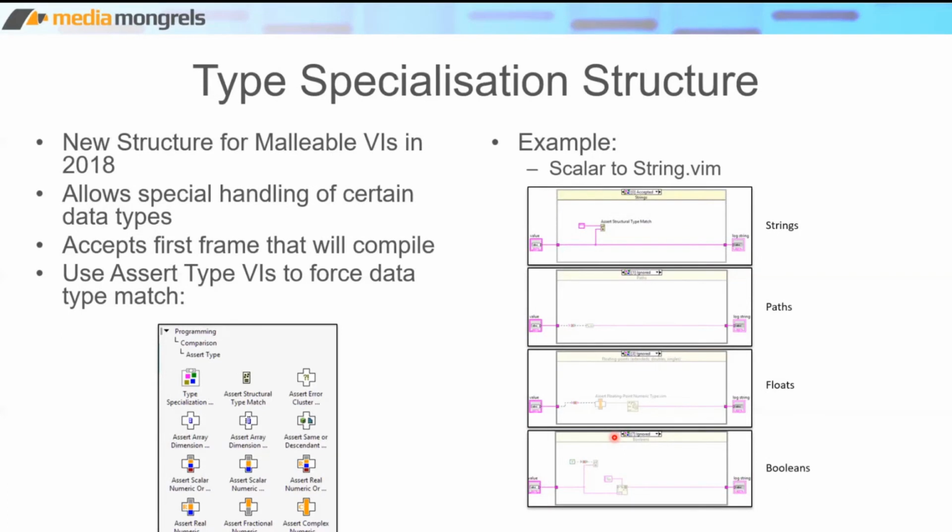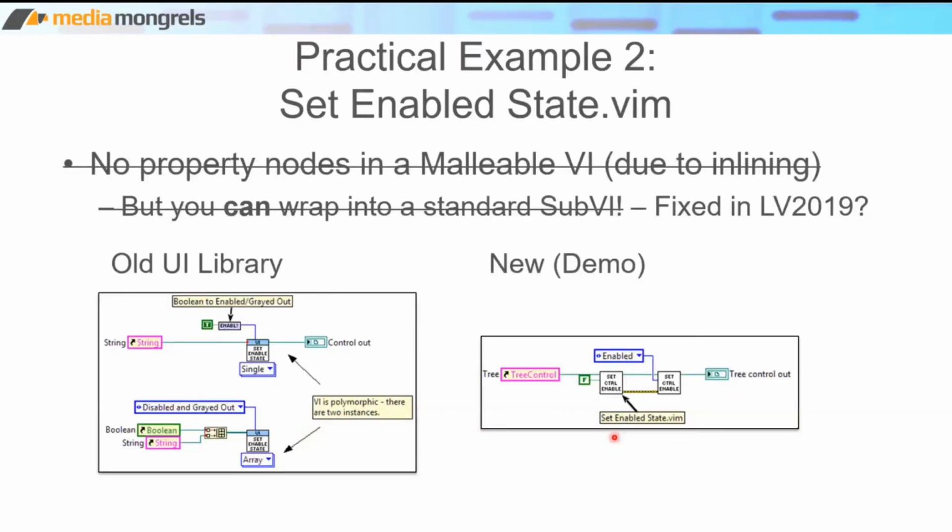Okay, so the other example that I have is that I do a lot of UI stuff. And one thing that I do all over the place is set enabled state. I want to be able to set enabled state on a bunch of references, or maybe just a single reference, basically to enable and disable that particular control or indicator on the front panel.